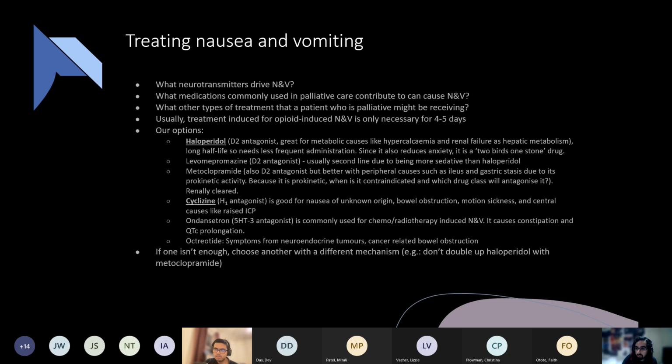Metoclopramide, we've all heard of, and that's good because why is it good for causes like ileus? So let's say somebody is vomiting because they've got pseudo obstruction and they're vomiting things back up. Why is metoclopramide great for that? It's prokinetic, exactly. Thanks, James. Yeah, so it's great for that. However, because it is prokinetic, what drug class, which is also commonly used in palliative care, is going to antagonize it directly and make it less efficacious?